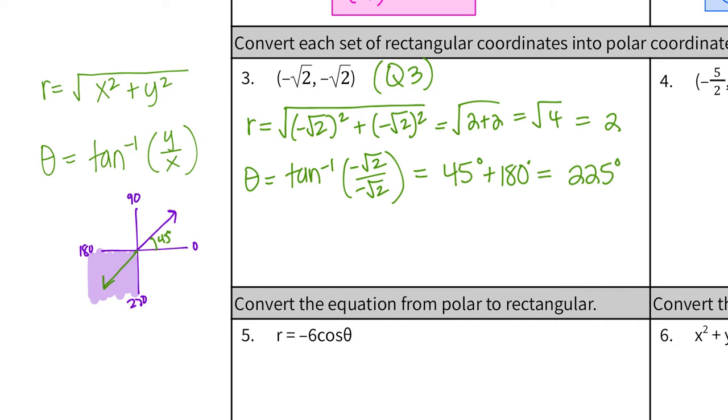Now that 225, I want it to be in radian. When you have polar coordinates, it's pretty much in radian the entire time. So that's the same thing as 5 pi over 4. Okay, so now we just got to put it together. If this is r and this is theta, then our polar coordinate is 2, 5 pi over 4.